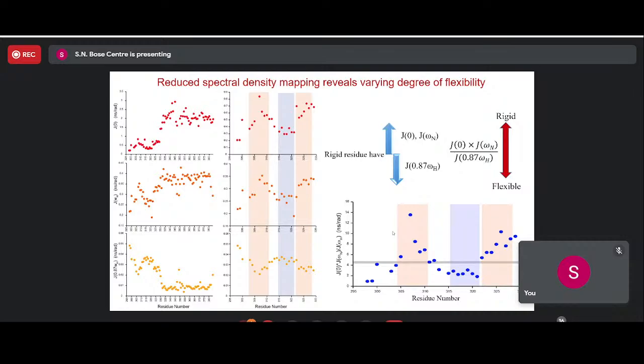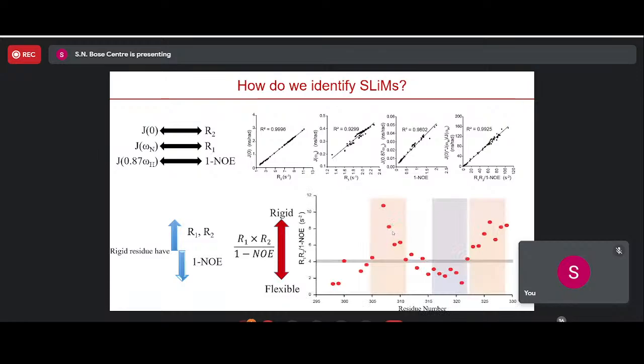And then later on, we figured out that we don't have to go through this involved spectral density calculation, because there is a direct mapping to the original parameters that we have measured. So instead of calculating this, we can simply replace this J(0), J(ω_N) by this.